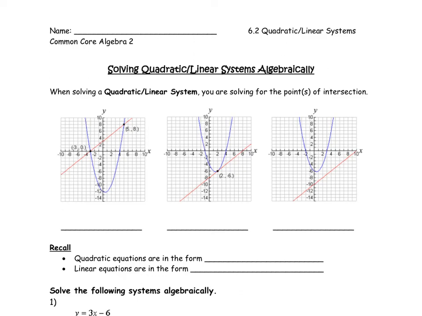Hi everyone. Today we'll be working on solving systems of equations, but we'll be talking about a quadratic linear system. So when solving a quadratic linear system, you're solving for the point of intersection between the quadratic, the parabola, and the line. So here are three different scenarios that could possibly occur.